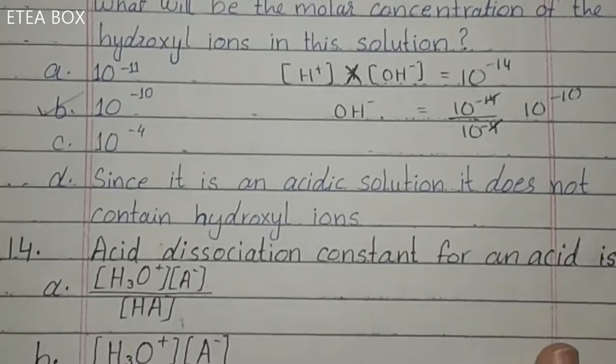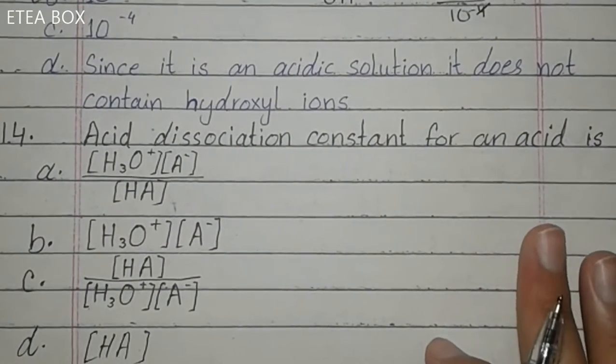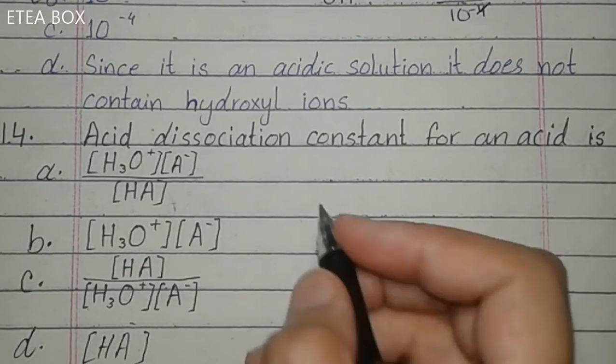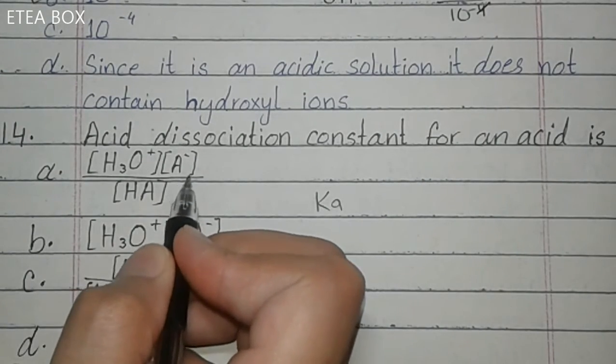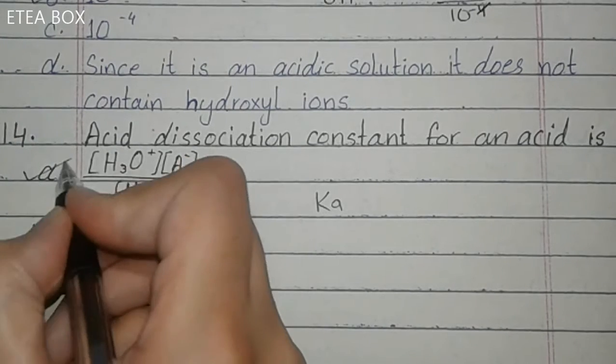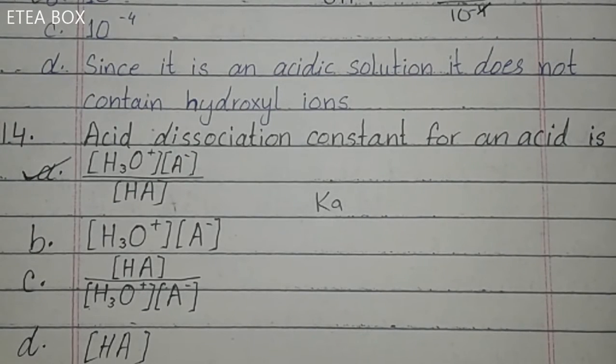Now look at the next one. Acid dissociation constant for an acid is, so here we know that Ka is equal to H3O positive, A negative, divided by HA acid, so this one is the answer.